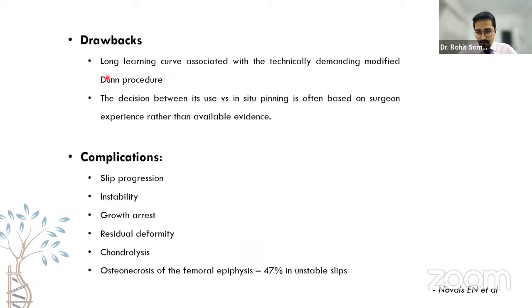The drawbacks of this modified Dunn procedure are that it has a long learning curve and is a technically demanding surgery. The decision between its use versus in situ pinning is often based on the surgeon's experience rather than the available evidence, as was said by Novais et al. The complications, as with any other procedure, are slip progression, instability, growth arrest, residual deformity, chondrolysis, and osteonecrosis. Osteonecrosis was reported to be around 47% in the unstable hips, even after doing a modified Dunn procedure.